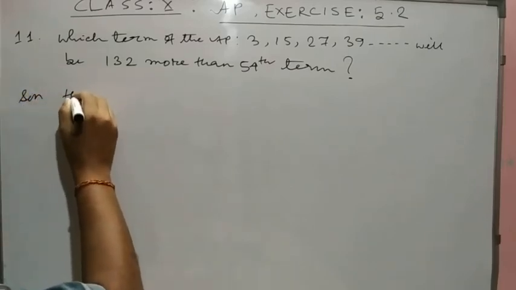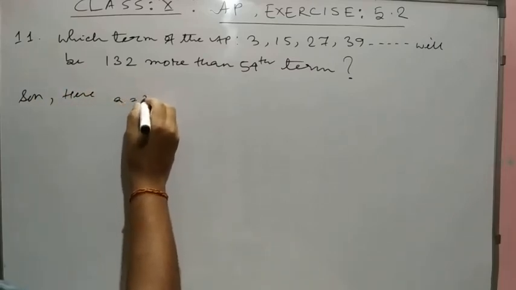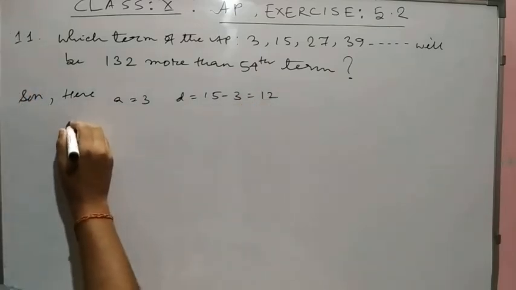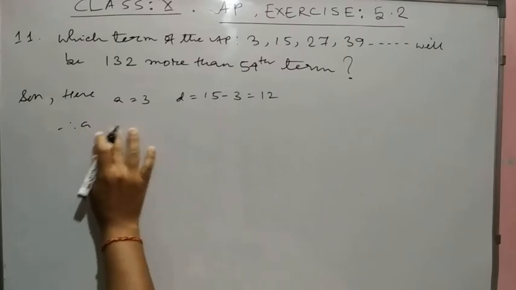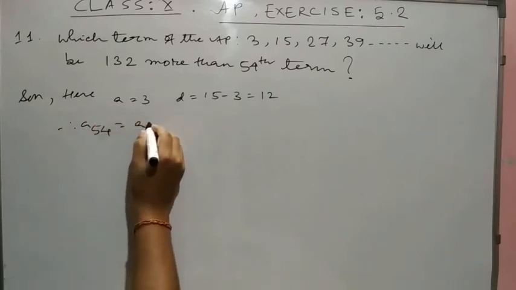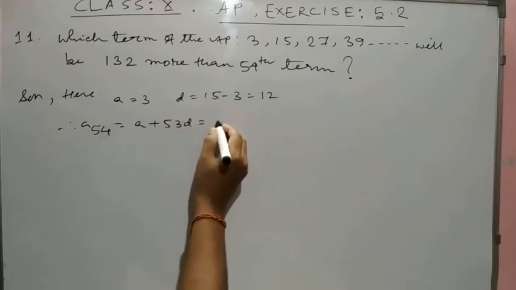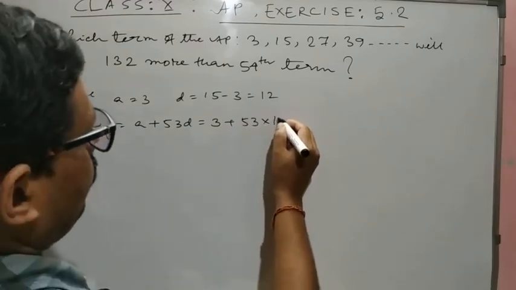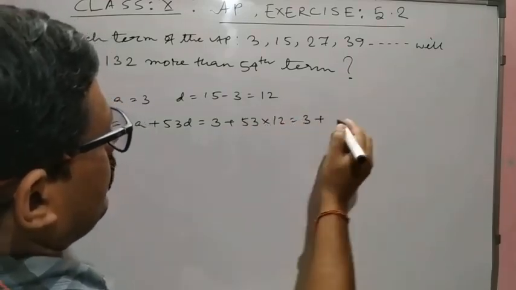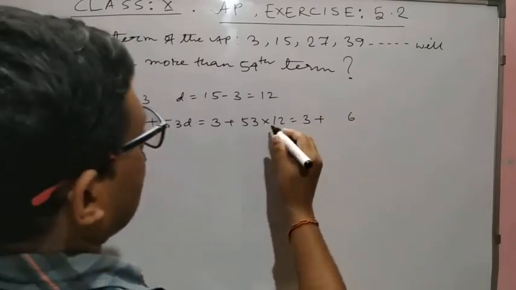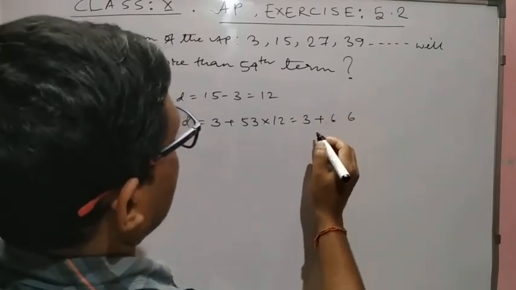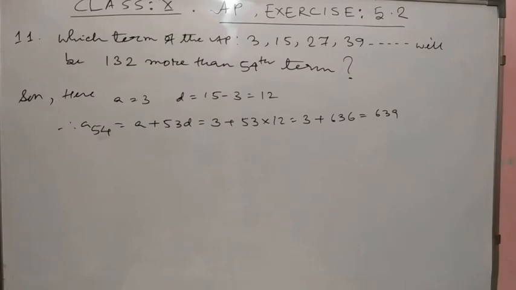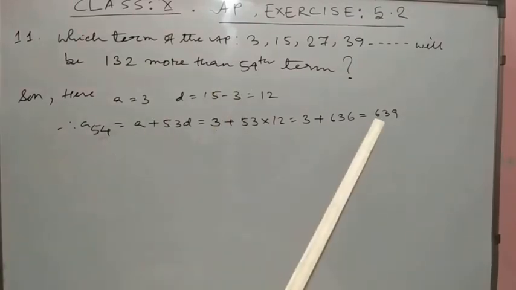So solution here, a equal to 3, d equal to 15 minus 3 equal to 12. Therefore, let us find the 54th term. a54 equal to a plus 53d. a means 3, d means 12. So it will be 3 plus 636, which is 639. The 54th term is 639.